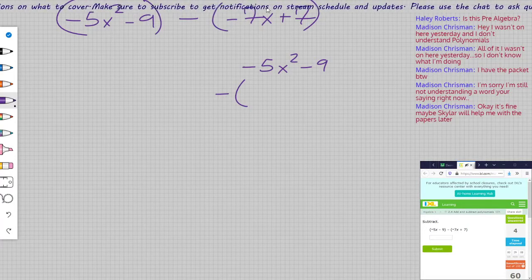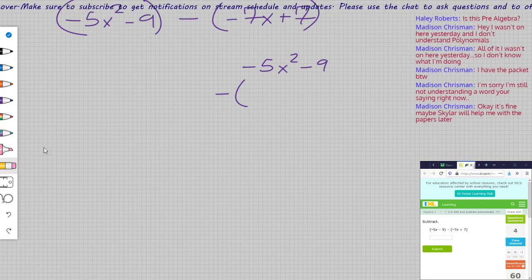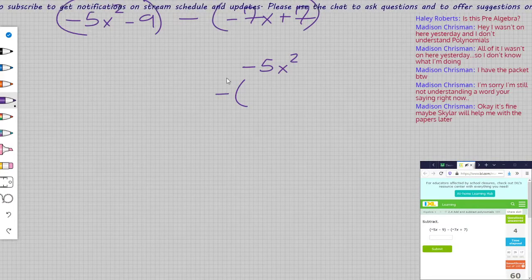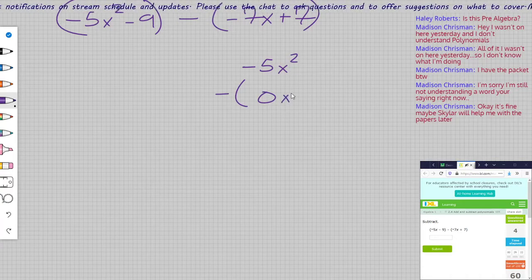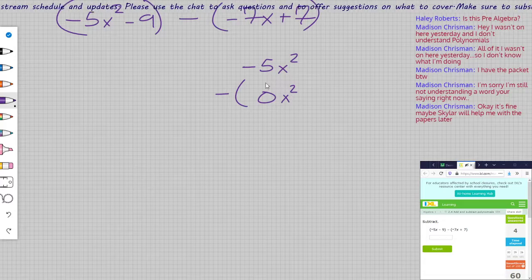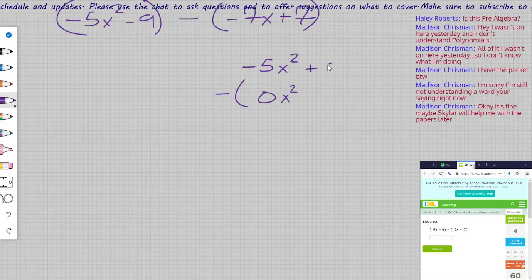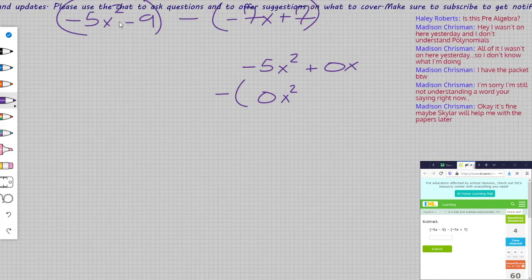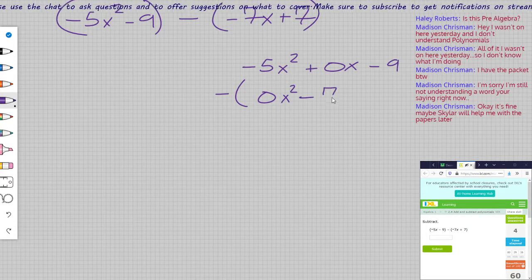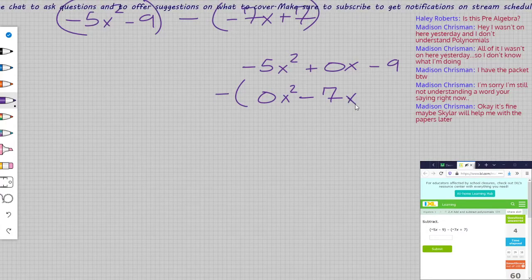Notice that you have x squared, but this doesn't have an x squared. So what you need is a placeholder for anything that you might have. For the second one, it'd be 0x squared, because there isn't any. And for the other one, it would be plus 0x, because there isn't a first degree term. That helps with having your placeholder so you know what you're subtracting and you don't misalign something.